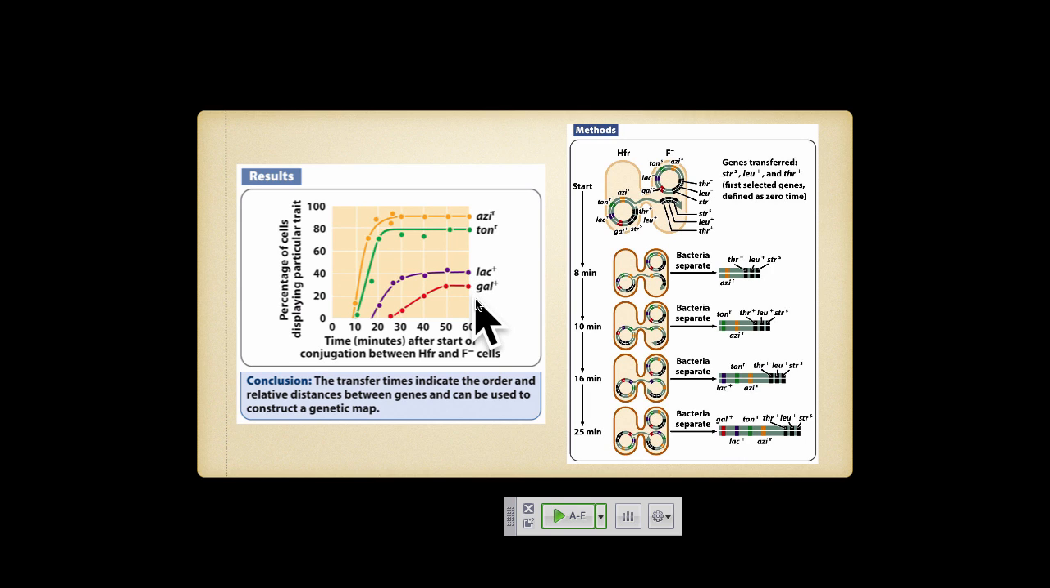So what this is really showing you is the first gene after 2 minutes, azide resistance, transferred, and then 2 minutes later, TON resistance. 6 minutes later, LAC plus, and 9 minutes later, galactose. So you're just measuring the time that it takes for each of these genes to transfer. Now, if you just had this one strain, could you put this together as an unambiguous map? Probably not. It's going to be very difficult to keep the entire chromosome together for 100 minutes.